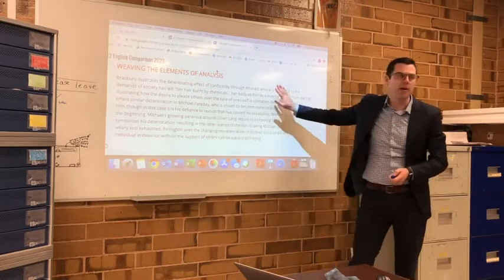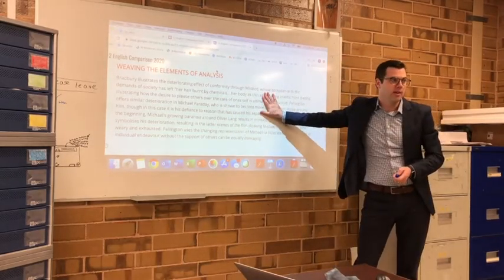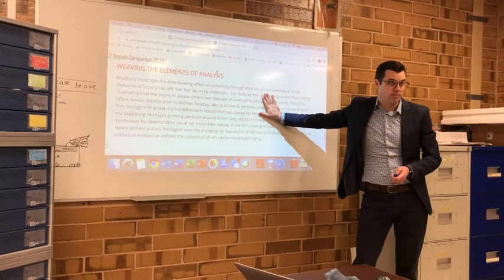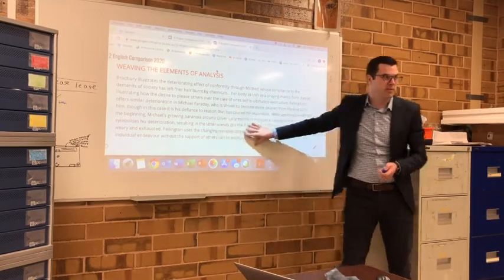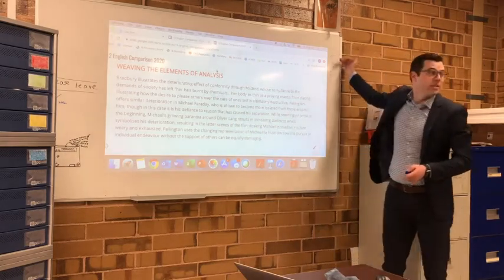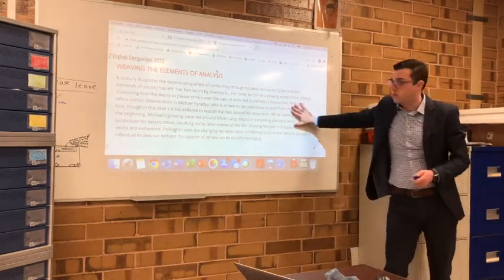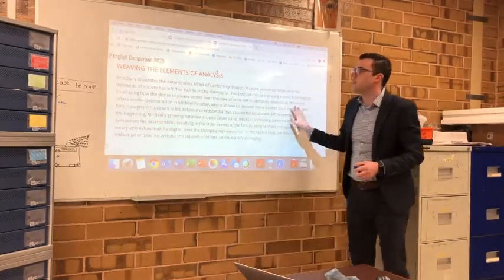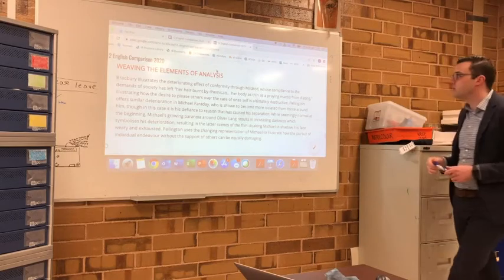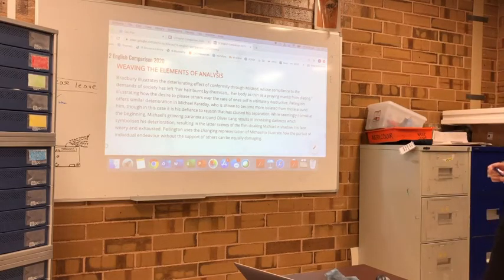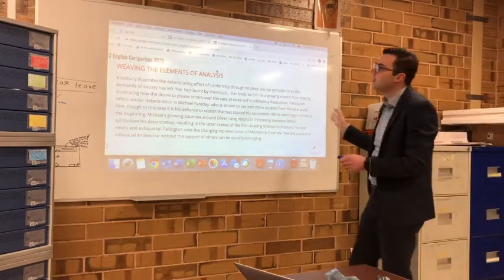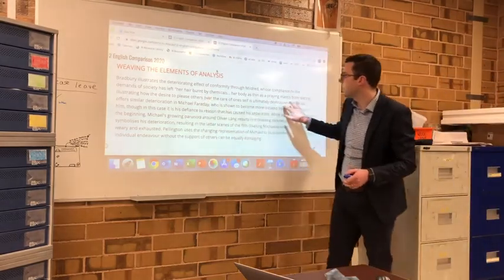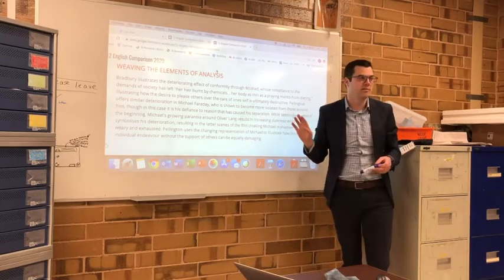Now, this isn't a paragraph. This is evidence. So this is jumping straight into my evidence. We've talked about these two sections, and now we're talking about evidence. I'm getting straight into it. Bradbury illustrates the deteriorating effect of conformity through Mildred, whose compliance to the demands of society has left her burnt by chemicals, her body as thin as a praying mantis from dieting, illustrating how the desire to please others over the care of oneself is ultimately destructive.